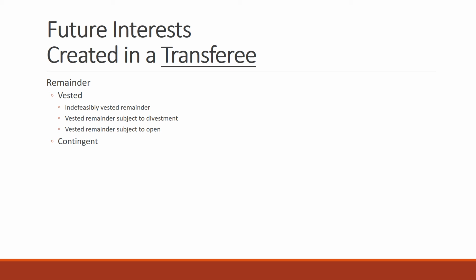Remember, we can also have a contingent remainder. We said a contingent remainder is when there are unascertainable beneficiaries, or there is a condition that must occur before the interest becomes possessory.